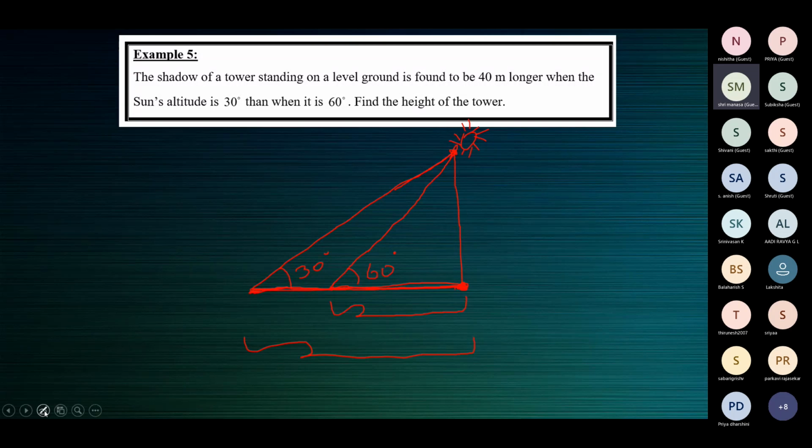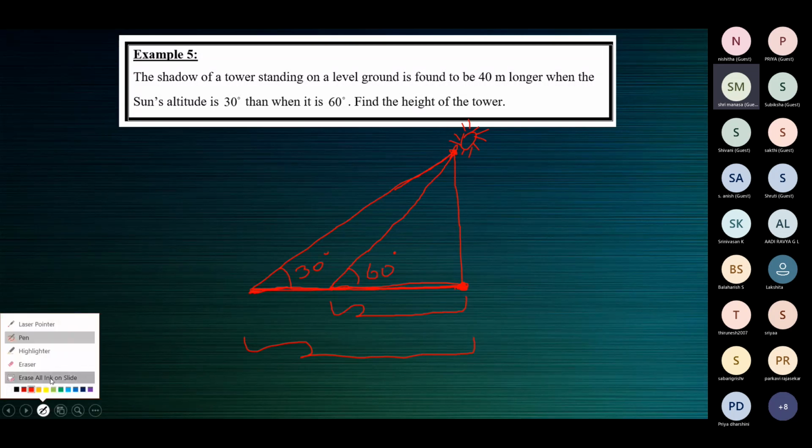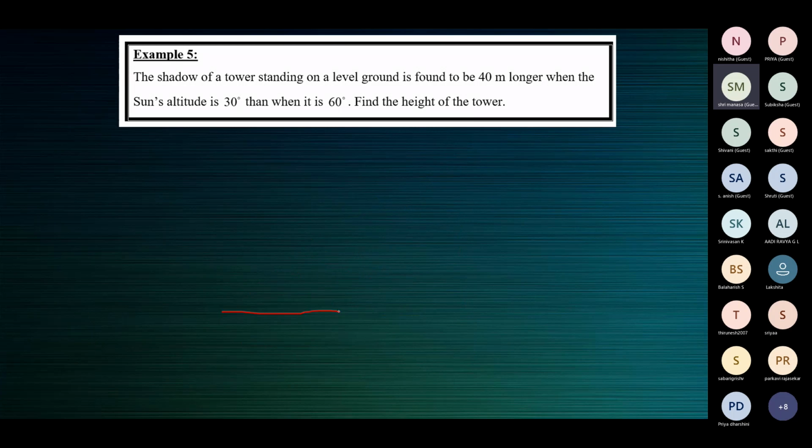Let's see the figure again. Level ground, tower, rays of the sun. At a particular time during the day, the rays of the sun hit the head of the tower and come down. They reach the surface of the earth like this. At a different time, the sun's rays hit the head of the tower and fall on the earth like this.